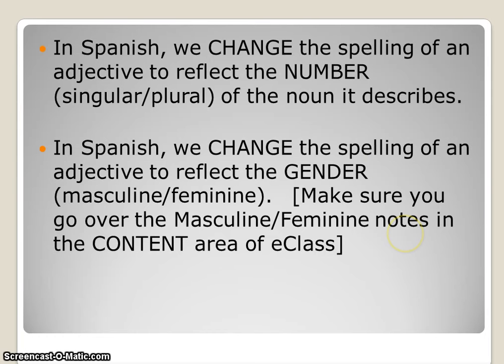Your second difference is that you're going to change the spelling according to if the noun is masculine or feminine. And if you're confused about what I'm talking about by masculine and feminine, or how you know if a noun is masculine or feminine, then go back and look at the notes for masculine and feminine nouns that are in the content area in E-class.